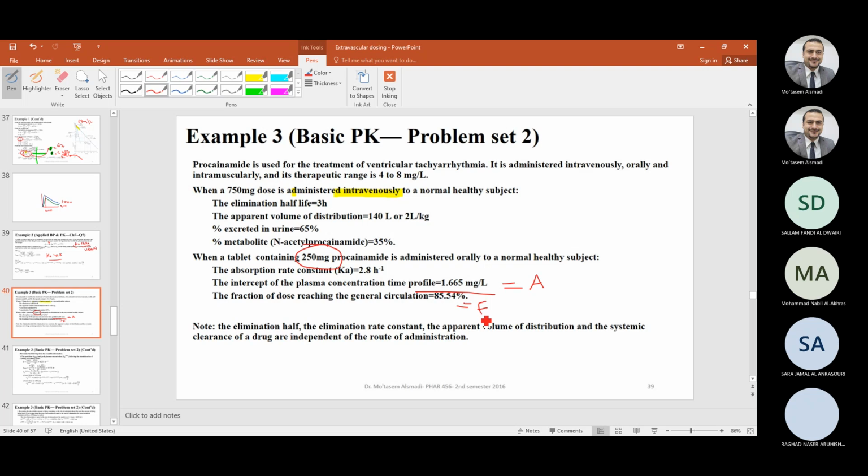So as I described before, the parameters that we got from intravenous bolus dosing can also be applied to the oral, because these are disposition parameters. They are dosing route independent. They are not affected by the dosing route, right? Right.